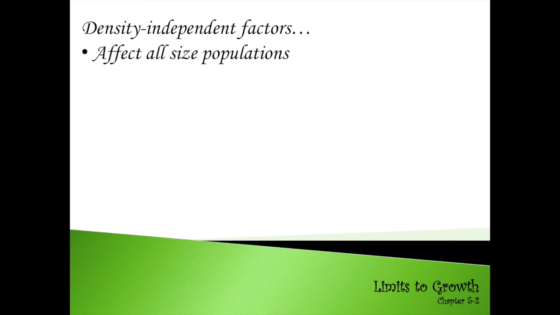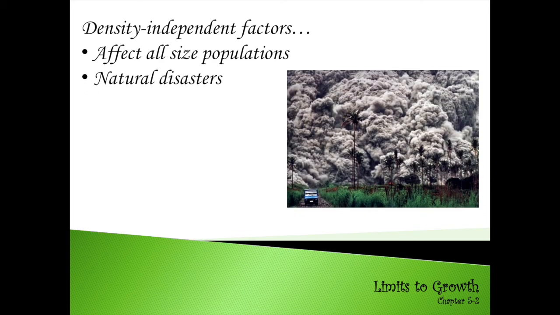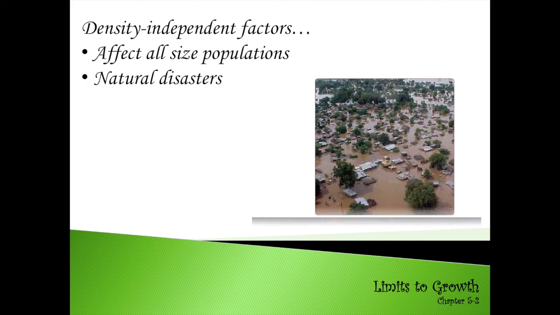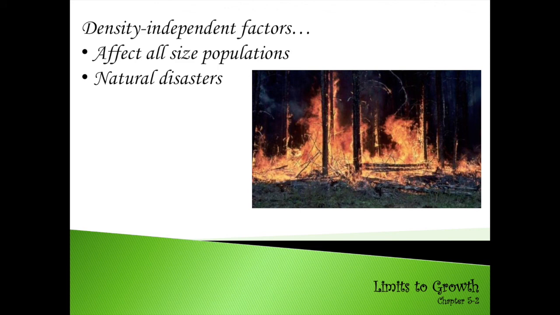Now, the density independent factors, these are factors that affect any size population. So not just small, they affect any size population. They really come down to two things. One is natural disasters, like volcanic eruptions or floods. All right, they're going to affect a couple of people, they're going to affect many people. So if you happen to be nearby any one of those, you will be affected. All right. Fires, being another example.